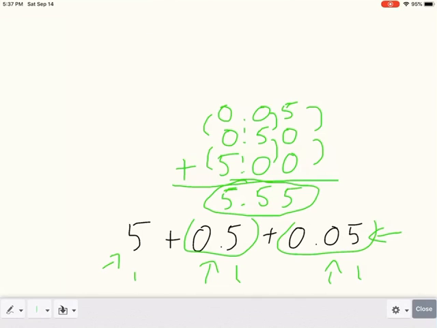Now I hope you've learned something in this lesson. This is basic decimals and how to build an addition problem with decimals.